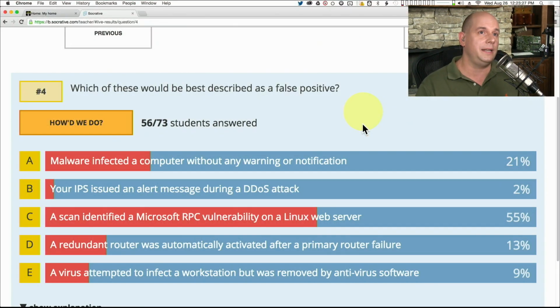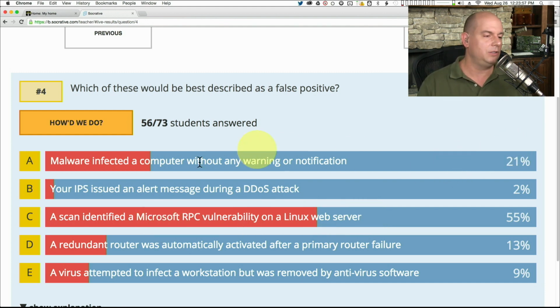So if you're someone who did answer, the 55% of you that said a scan identified a Microsoft RPC vulnerability on a Linux web server, obviously, the Linux web server isn't running the Microsoft operating system. Microsoft remote procedure calls are a very integral part of the Microsoft operating systems. You're not going to see those on a Linux device, certainly not one running a Linux web server. So that would be a false positive. You got that one absolutely correct.